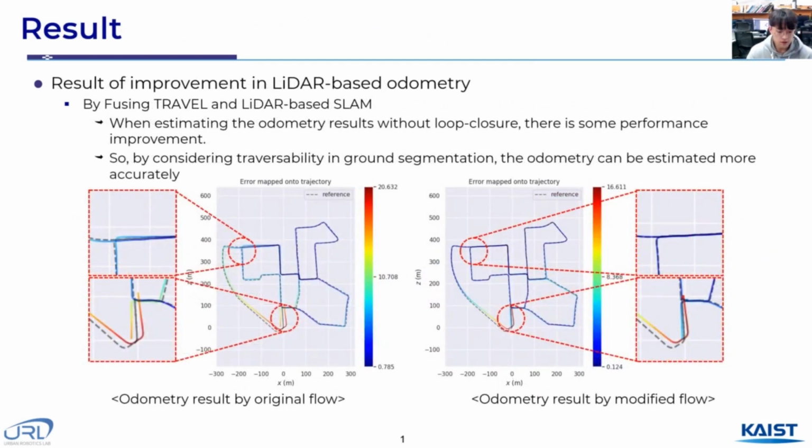And these results are the odometry result of the original LiDAR SLAM and the improved LiDAR SLAM. When estimating the odometry result without loop closure, there is some performance improvement, like this part. So by considering traversability in ground segmentation, the odometry can be estimated more accurately.